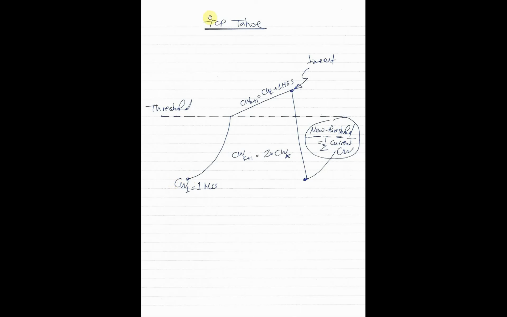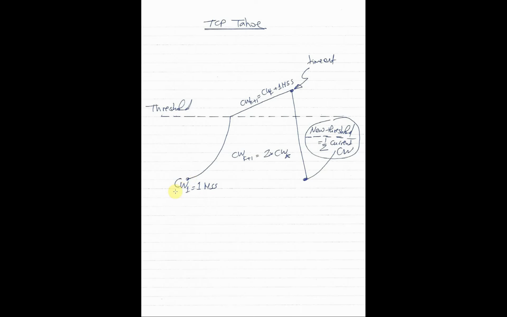And initially in TCP Tahoe, the congestion window is set to 1 maximum segment size, the equivalent in bytes of 1 maximum segment size. If the 1 maximum segment is 1 kilobyte, then the initial congestion window is also 1 kilobyte. This is the first congestion window.